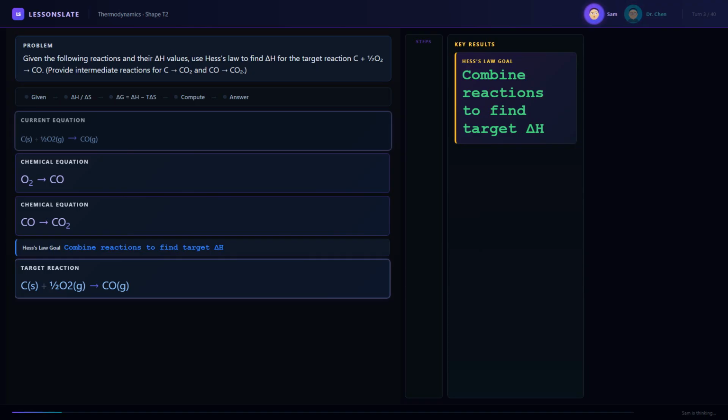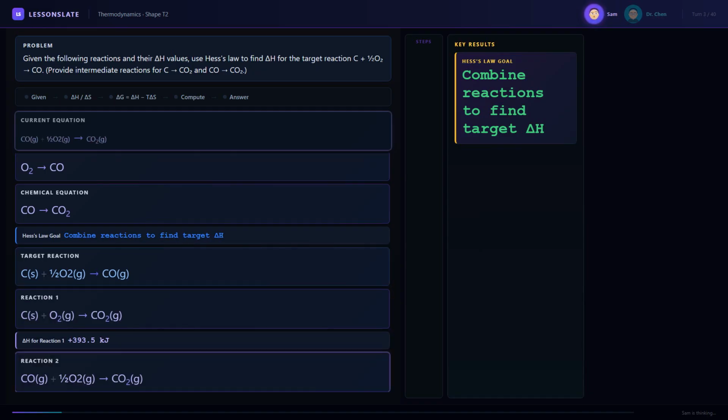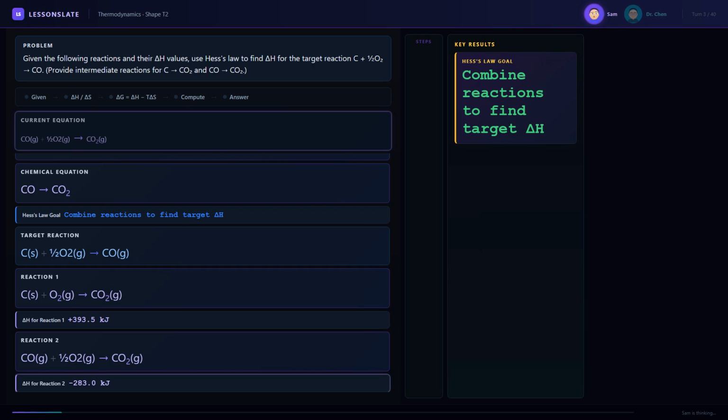Okay, so the problem implies the two intermediate reactions are C plus O2 yields carbon dioxide and carbon monoxide plus 1/2 O2 yields carbon dioxide. I remember those values, I think. So, for solid carbon plus oxygen gas yields carbon dioxide gas, delta H is plus 393.5 kilojoules. And then for carbon monoxide gas plus 1/2 oxygen gas yields carbon dioxide gas, delta H is negative 283.0 kilojoules. Is that right?